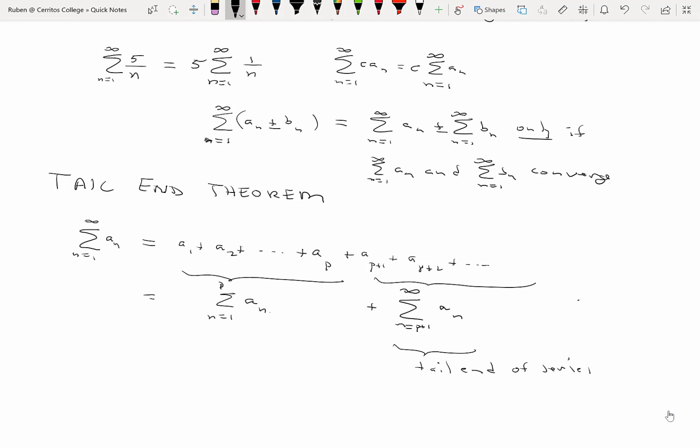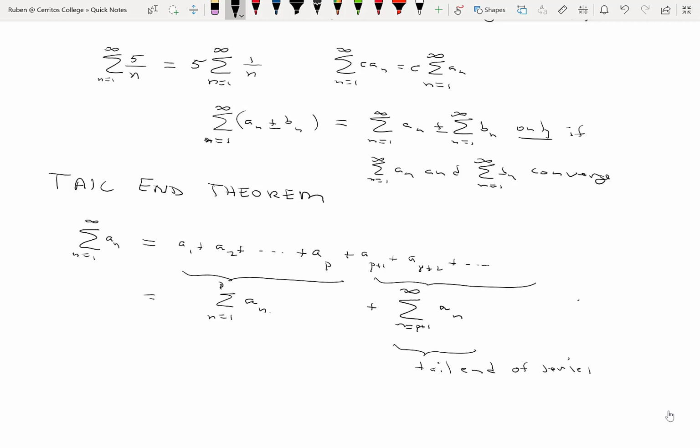So I want to end with a couple of statements. Removal of a finite number of terms from a series. If you remove any finite number of terms from a series, it does not affect whether the series will converge or diverge. So the removal of a finite number of terms does not affect convergence or divergence of a series.